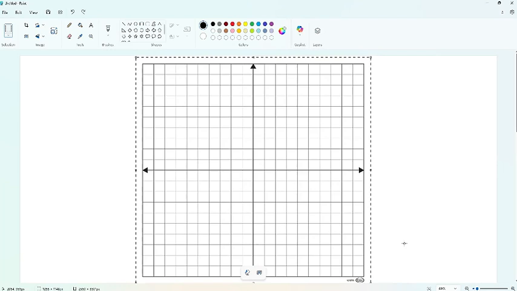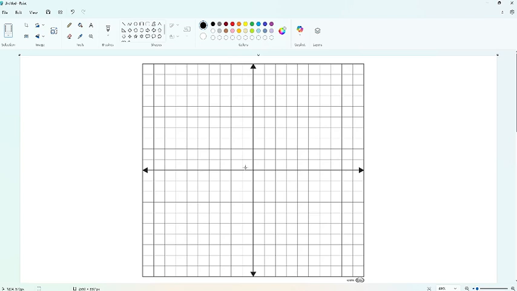Hey guys, hey students. So I want to talk about rotations on the coordinate grid. But first, I think we should talk about what happens when the point of rotation is the origin. Okay, point of rotation is the origin. Now let's say we have a rectangle right here.